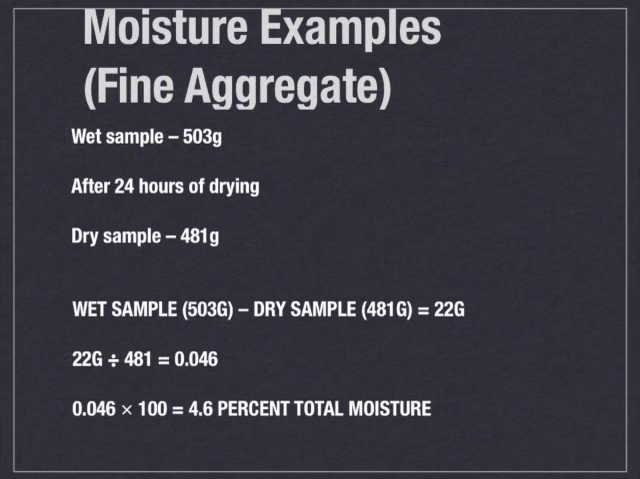Let's go through a couple of examples and explain why these numbers are so critical. Let's assume that we have a wet sample weight of 503 grams. We dry that sample out for 24 hours, and then we have a dry sample weight of 481. Here we would take the wet sample weight of 503 grams minus the dry sample weight of 481 grams gives us 22 grams. Divided by the dry sample weight of 481 grams gives us a number of 0.046 times 100. We have a total moisture content of 4.6%.